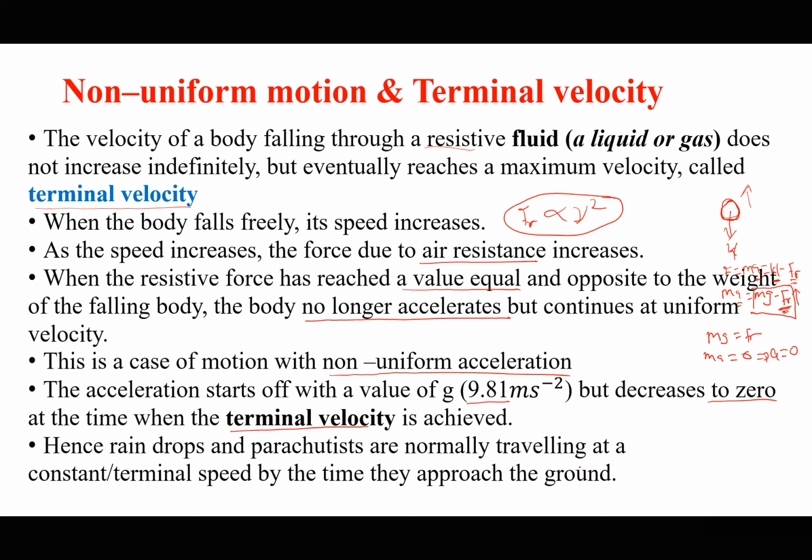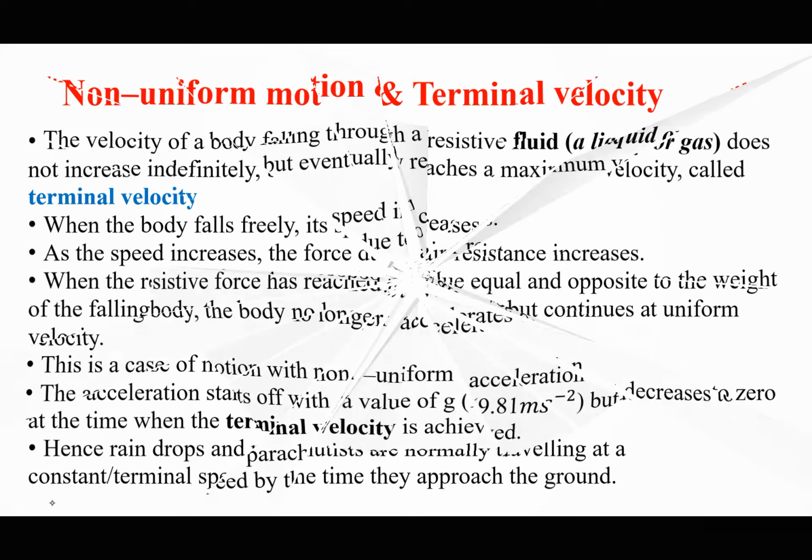Non-uniform motion or non-uniform acceleration. So the insects, the raindrops, and so on can be considered as some examples where we can think of non-uniform motion or non-uniform acceleration. So if we were to sketch a graph of velocity against time, how would it look?